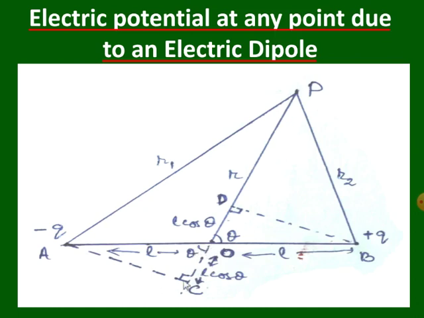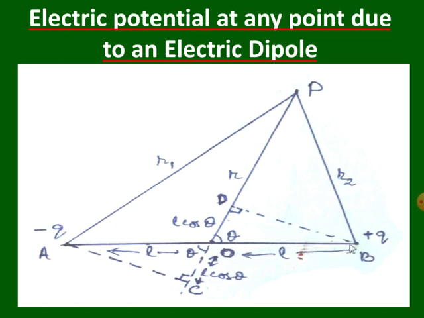So this base will be equal to what? L, the hypotenuse, times cosine theta, because cosine theta is base by hypotenuse. Got it? So your base will be equal to hypotenuse times the cosine theta. Similarly, we can also take it in that way.